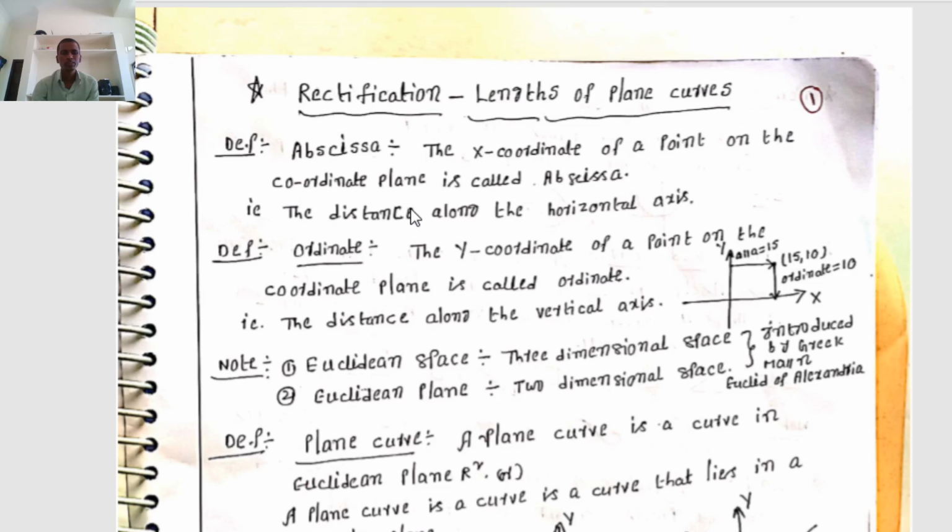Today we are discussing the first semester, fourth unit. First topic: rectification of lengths of plane curves.